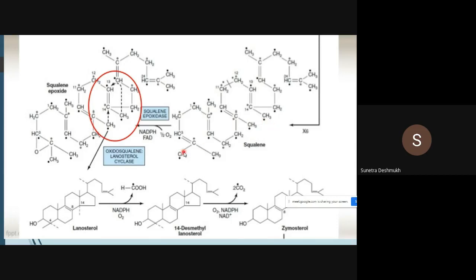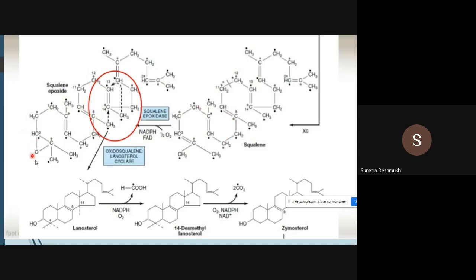Squalene has carbon-carbon double bonds at different positions. This carbon-carbon double bond, placed at the second position, undergoes epoxidation with NADPH and oxygen, by squalene epoxidase. So we get epoxide formation over here, and this molecule is squalene epoxide. We can draw the same squalene structure here.